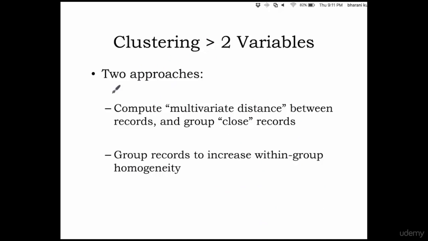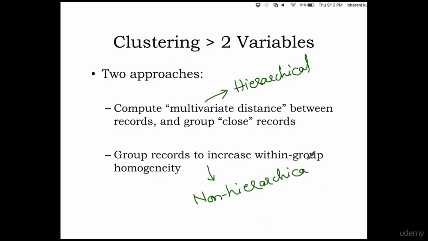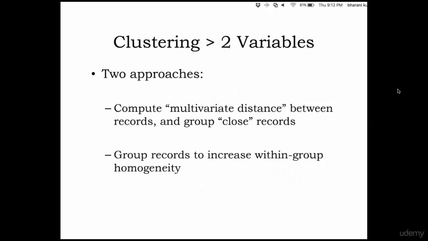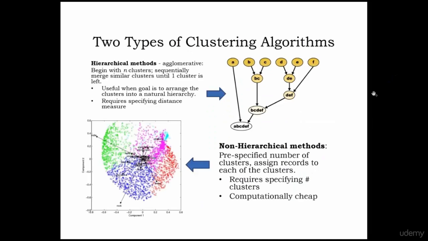So there are primarily two approaches to perform clustering when you have two variables or more than two variables. One is to compute multivariate distance between records and group close records. This technique is called hierarchical clustering. And the technique where we group records to increase within-group homogeneity is called non-hierarchical clustering. All right. So these are the two techniques.